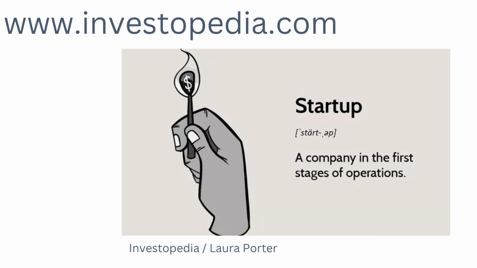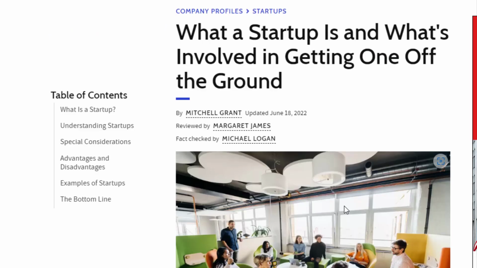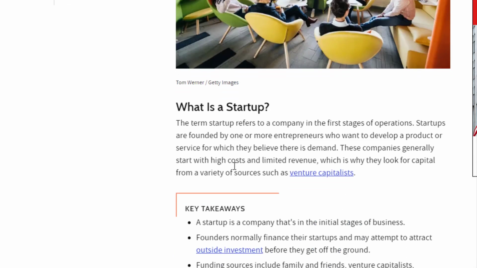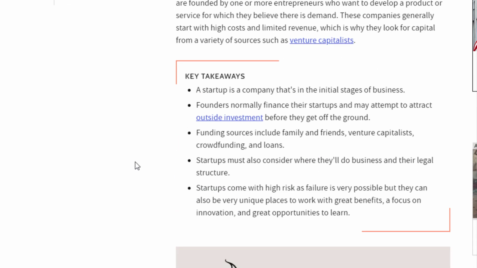So if we take startup, I would like to direct you to an online site, which is Investopedia, and they have a really good definition of a startup. So let's have a quick look at this. If we look at the table of contents here on the left-hand side, they talk about what a startup is, understanding startups, the advantages and the disadvantages, and they give you some examples. And again, by reading articles like this, you will be picking up vocabulary and concepts.